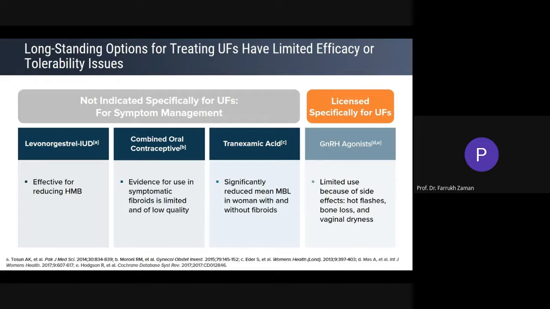And then GnRH agonists. Agonists or analogs are the same, and they have been in use for now a couple of decades, even in fibroids, to reduce their size, etc., and vascularity for operation. But the downside is that you can give them only for about 6 months, and when their effect wears off, the size and vascularity come back.